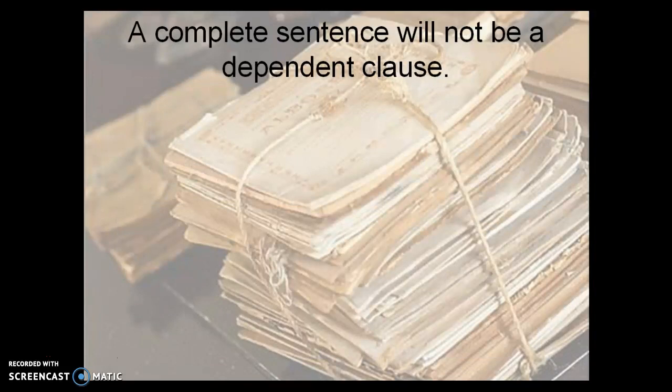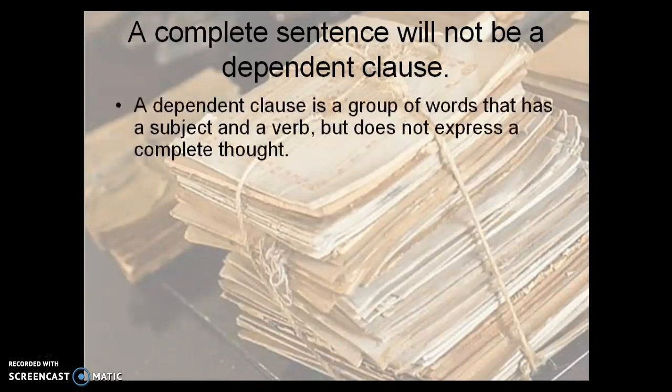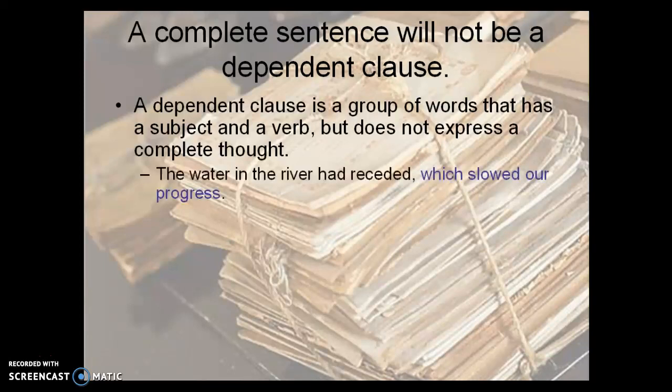A complete sentence will not be a dependent clause. So let's talk about what a dependent clause is. It's a group of words that has a subject and a verb but does not express a complete thought. I think this is where a lot of you are getting tripped up. Just because there is a subject and a verb does not mean that it expresses a complete thought or that it's a complete sentence.